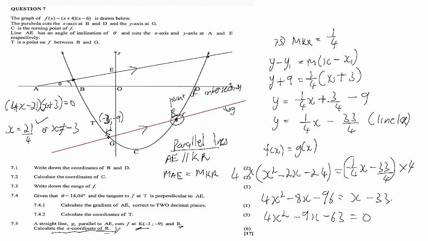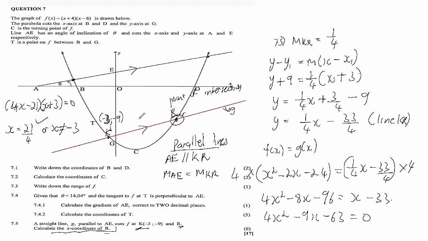They're not looking for the y-coordinate, so only the x-coordinate. So we leave it there, right? And then we get our well-deserved 6 marks. So, okay, that's how you could have approached this whole question here, for a total of 17 marks.